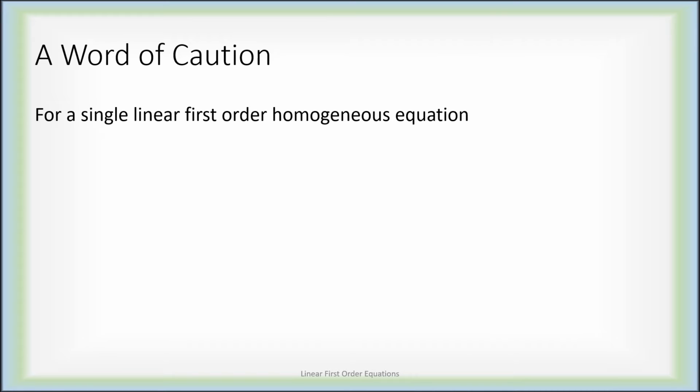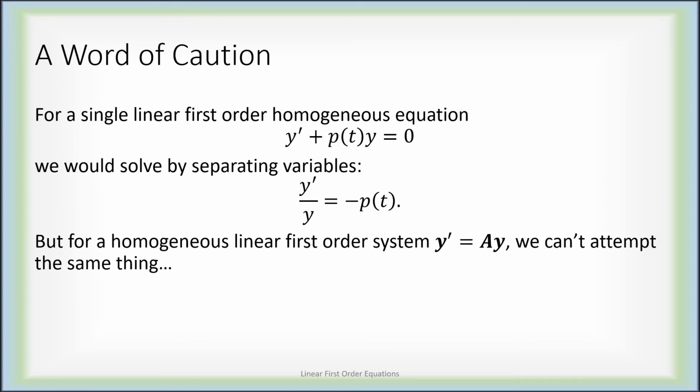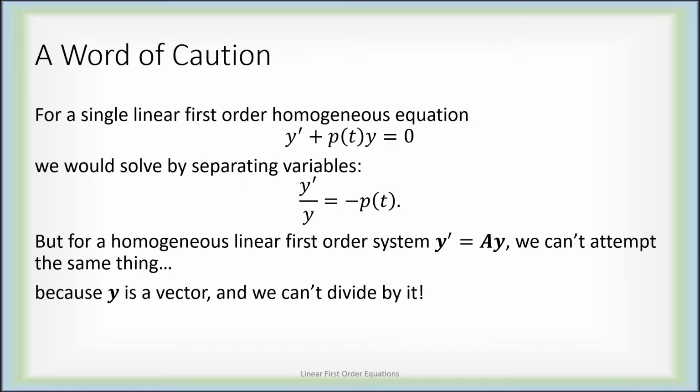Now for a single linear first order homogeneous equation, y prime plus something times y is equal to 0, we would solve this by separating variables and get y prime over y equals negative p of t. But suppose you have a homogeneous linear first order system, y prime equals Ay. You can't try to do the same thing, and I've seen students try to do it, because y is a column vector. You cannot divide by vectors. You can only divide by non-zero scalars. Okay, so y prime equals Ay we can't say is some kind of separable equation. We're not going to solve it in that manner.